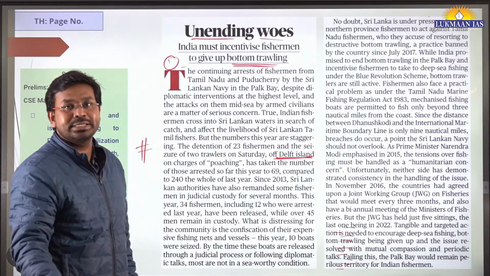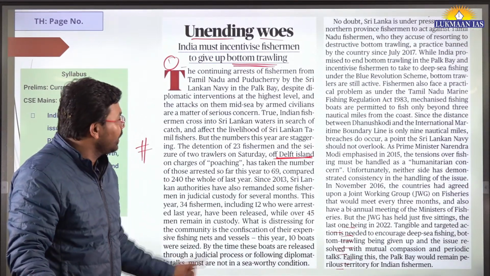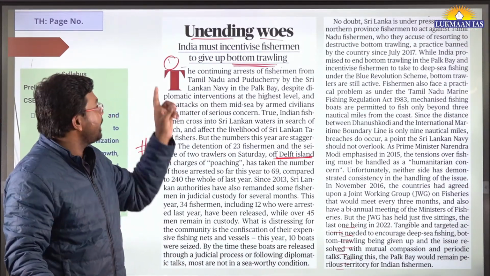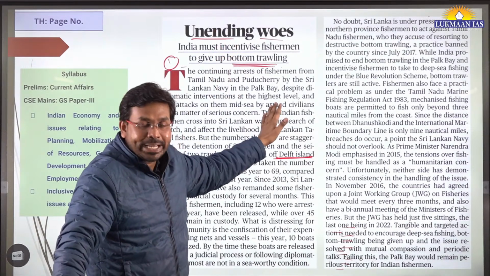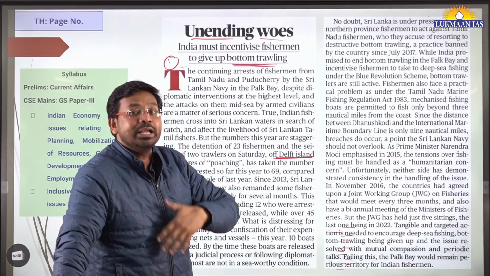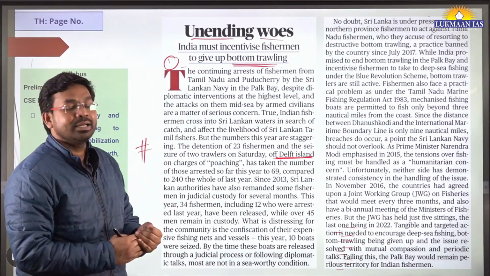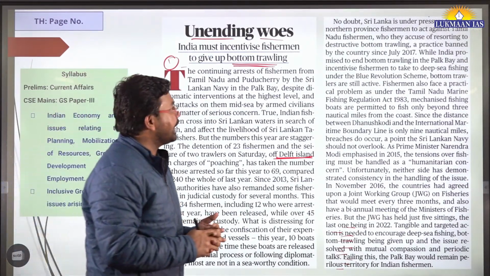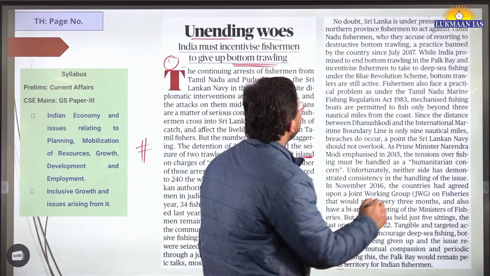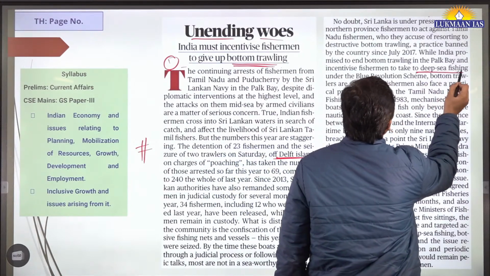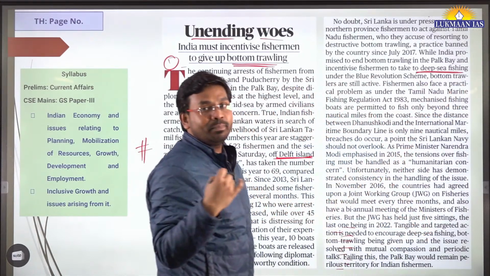I have discussed this island in the beginning of the discussion, right? So here we need to understand that bottom trawling is prohibited by Sri Lanka, but Indian people are involved in bottom trawling. In this article they have said that we need to make our fishermen understand that they can go for deep sea fishing instead of bottom trawling.